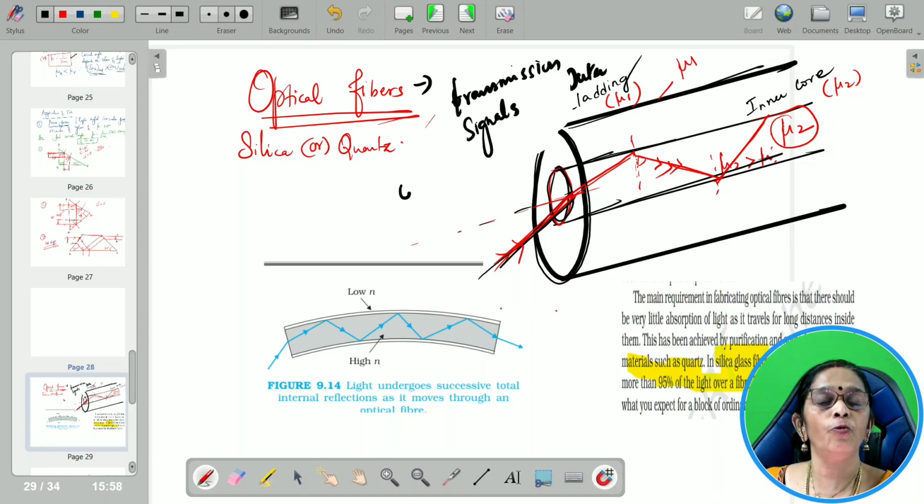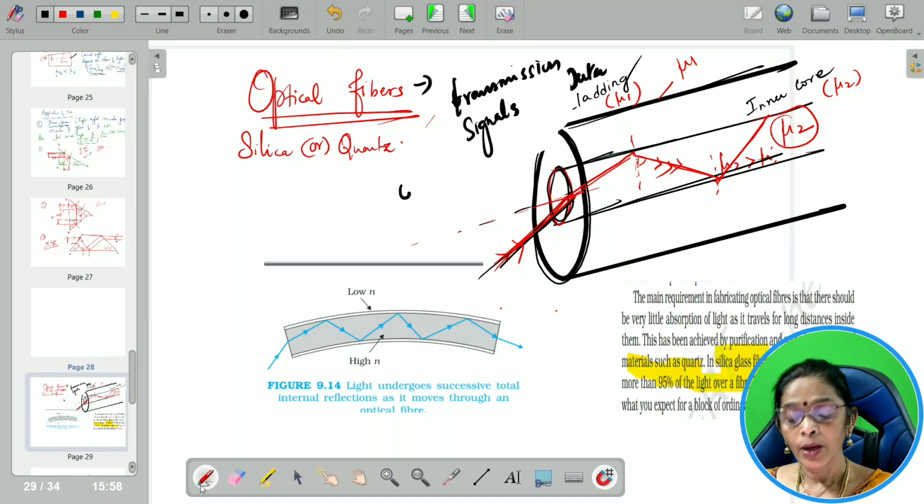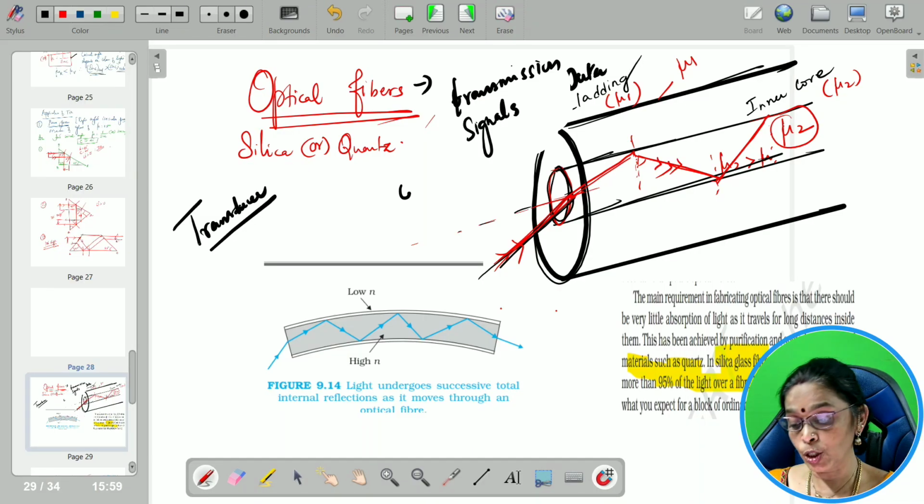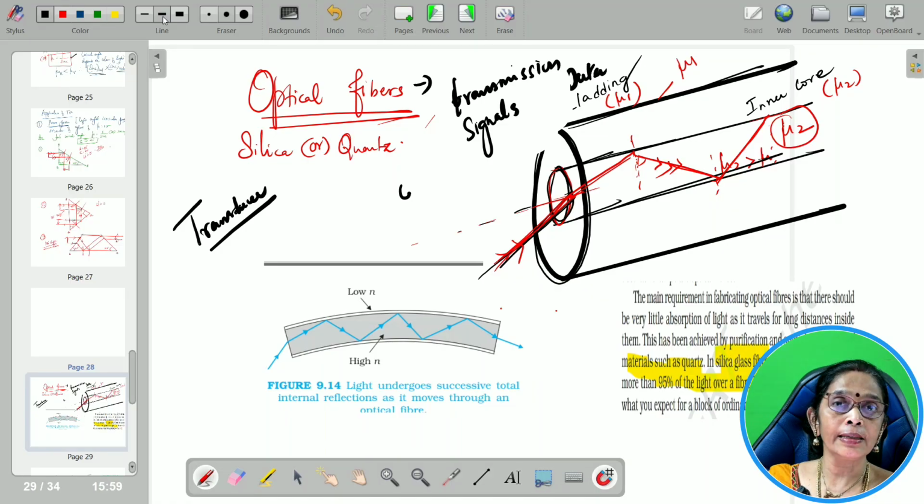Based on the phenomenon of TAR, with almost 100% signal security, it reaches the receiver end. Now you may be wondering, we want only electrical signals, how is that possible? There is a term called transducer. A transducer is a device which converts light to electrical signals or electrical to light signals.